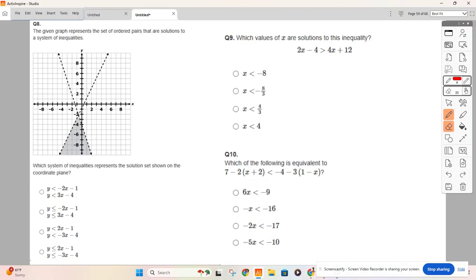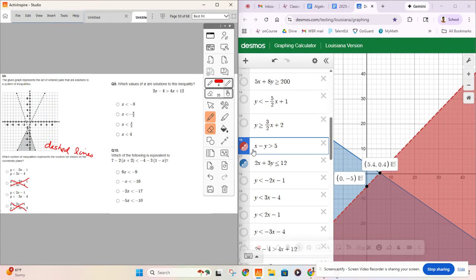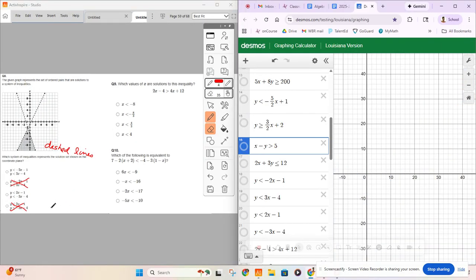All right, next problem. This graph represents a set of ordered pairs that are solutions to a system of inequalities. They give us the graph and ask which system of inequalities matches it. The first thing I'm noticing is that both of these have dashed lines. Dashed lines means they're not equal to, so I can eliminate this option and this option. Right off the bat, I now have a 50-50 chance of getting it right. From there, I can go into Desmos and try the options that are left.